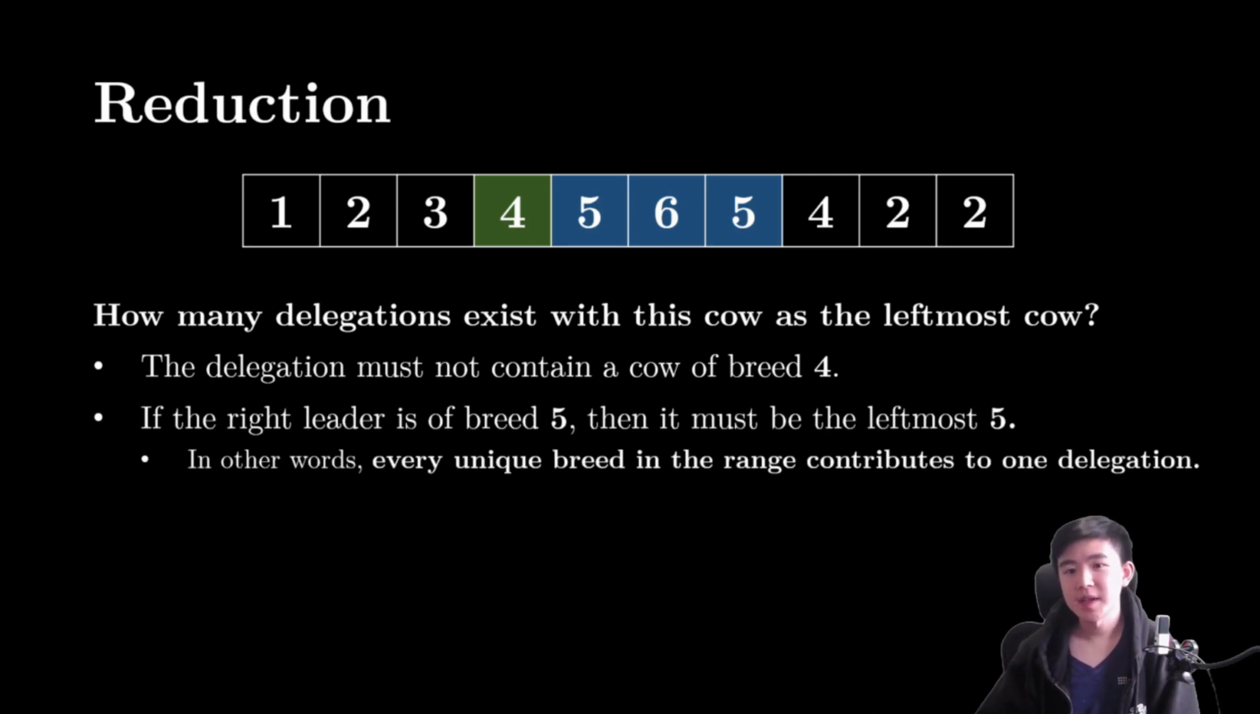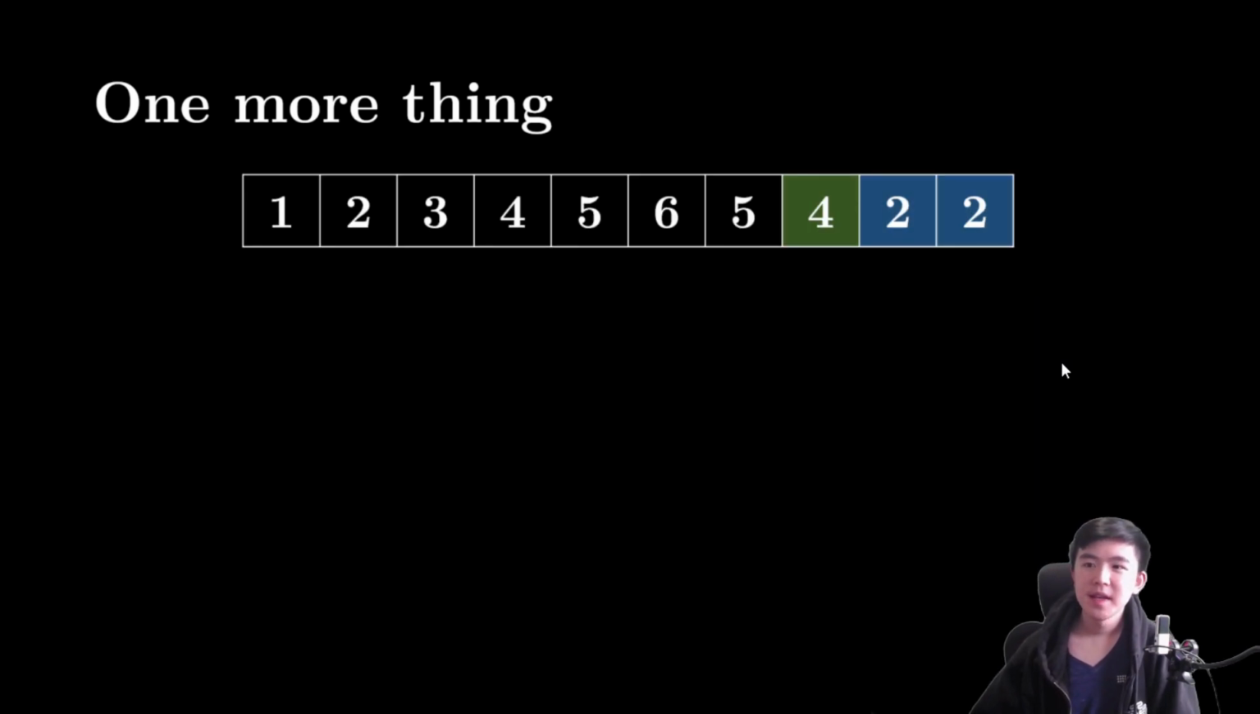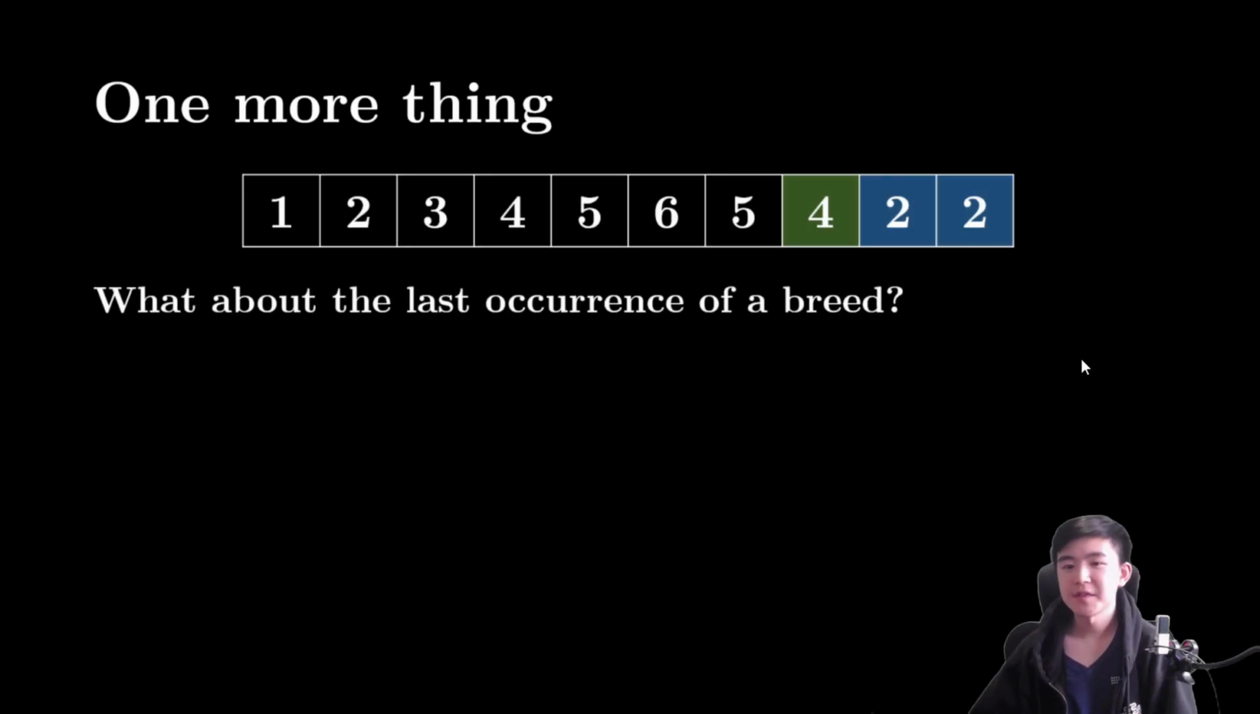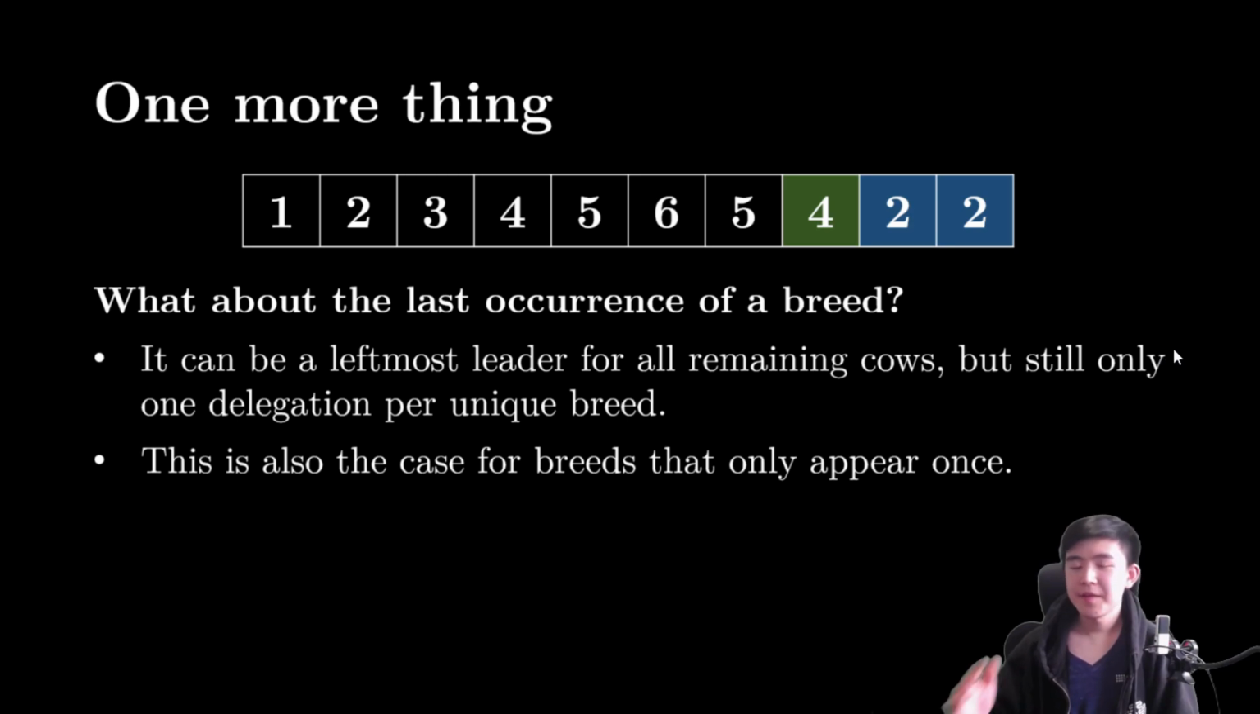If the right leader is of breed 5, then it must be the leftmost 5, because if it was the rightmost 5, then there would be a 5 in the middle, and we can't have leaders being the same breed as any other cow in the delegation. In other words, every unique breed in the range contributes to one delegation. One more thing after we count that is the last occurrences of breeds, because if a leftmost leader is the last occurrence of its own breed, then it can be a leftmost leader for all the remaining cows in the row, but still only one delegation per unique breed.